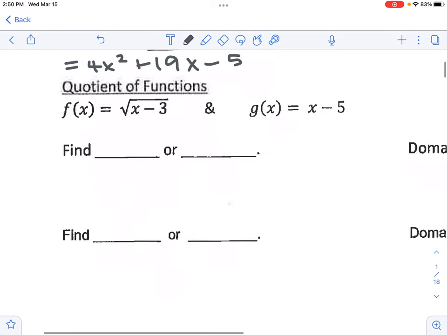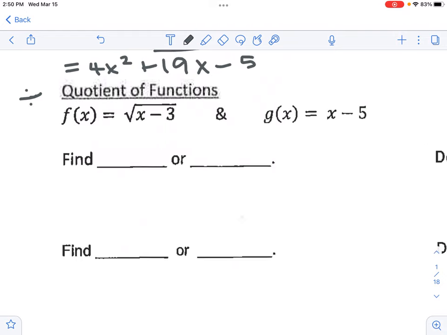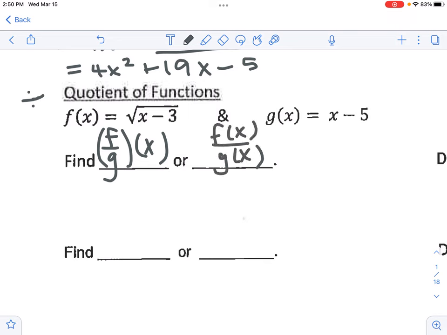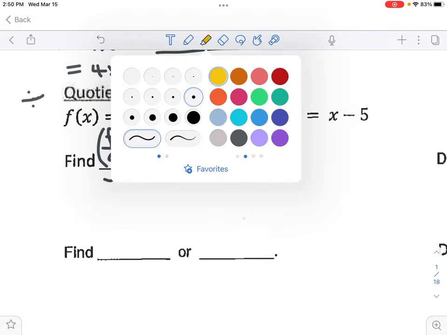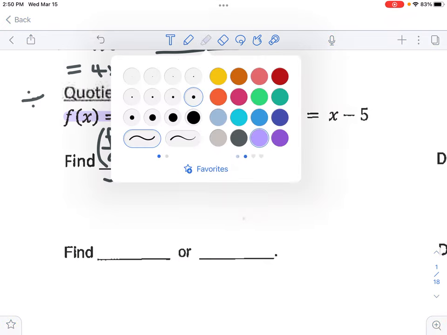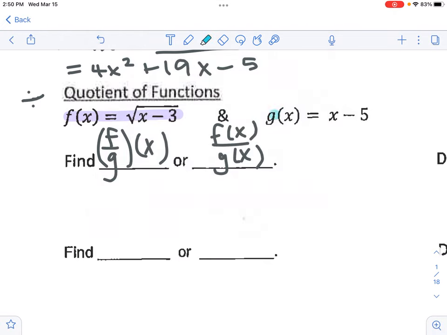All right. We can also take a look at quotient of functions, and remember, quotient means division. All right, so we're going to do this in two different ways. We're going to talk about f divided by g of x, or f of x divided by g of x. Okay, so when I plug that stuff in, I'm going to deal with f of x being this square root of x minus 3, and I'll deal with g of x being x minus 5. All right, so division.